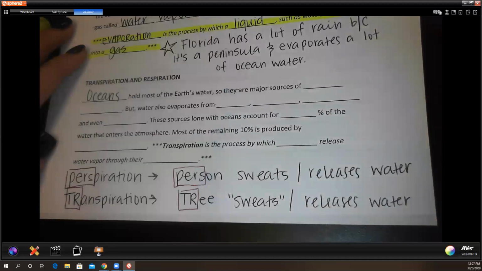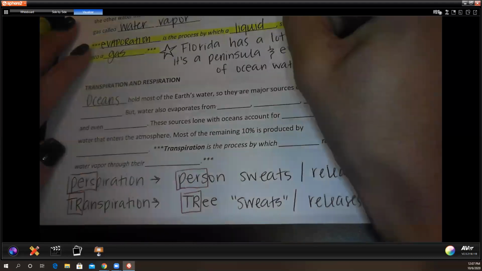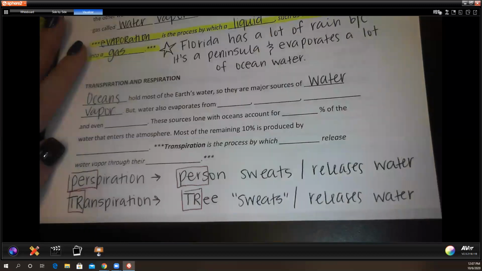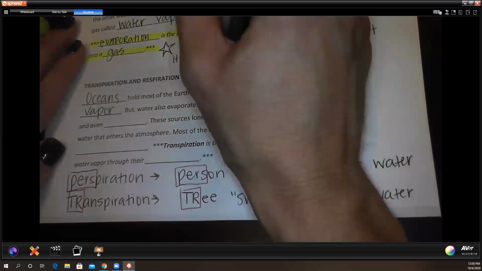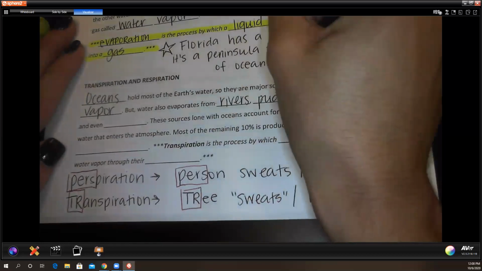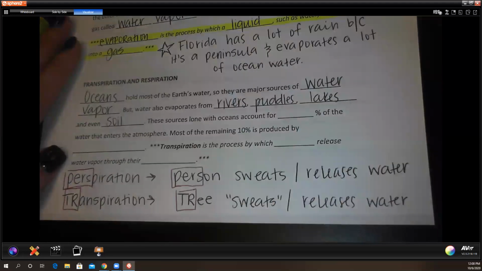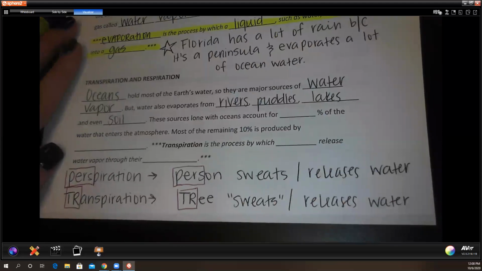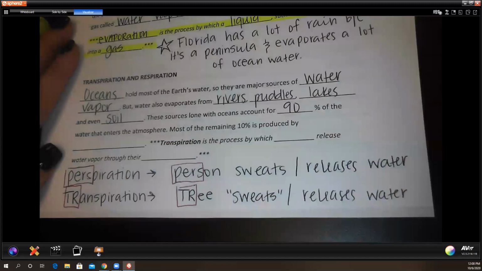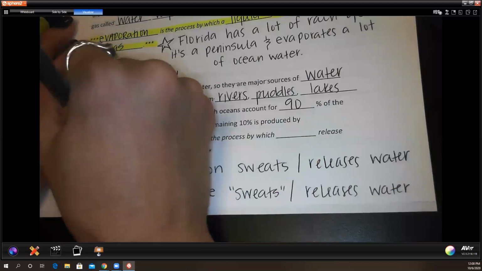So oceans hold most of the Earth's water, so they are major sources of water vapor. But water also evaporates from rivers, puddles, lakes, and even soil. That's why I have to continuously water my plants. These sources, it should say along with oceans, account for 90% of the water. But that remaining 10% is made by plants. Transpiration.